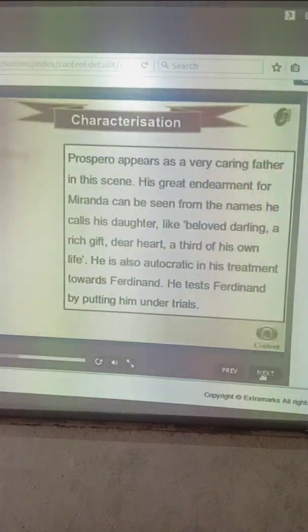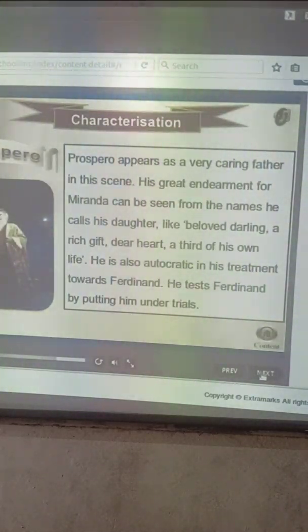Let us now take a look at the character sketch of Prospero. Prospero appears as a very caring father in this scene. His great endearment for Miranda can be seen from the names he calls his daughter, like beloved darling, a rich gift, dear heart, a third of his own life. He is also autocratic in his treatment towards Ferdinand. He tests Ferdinand by putting him under trials.